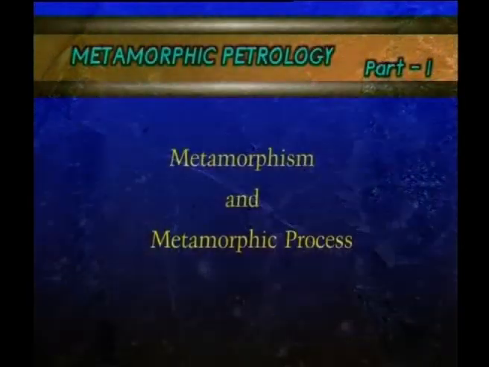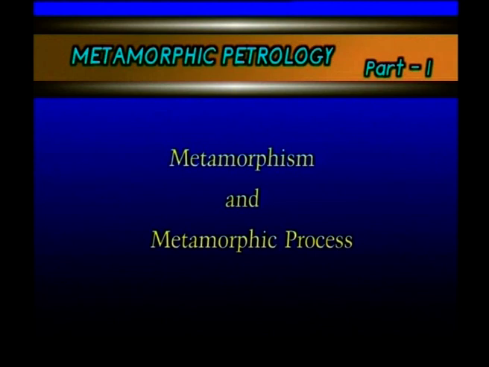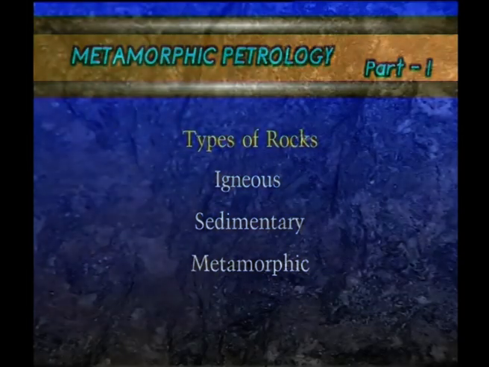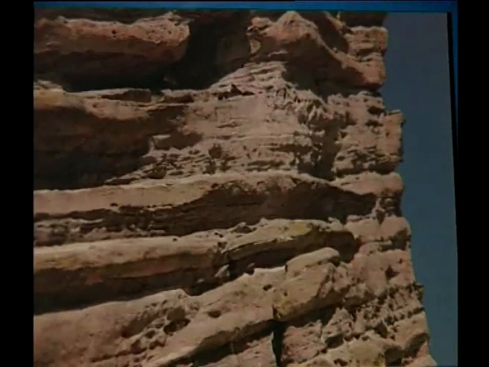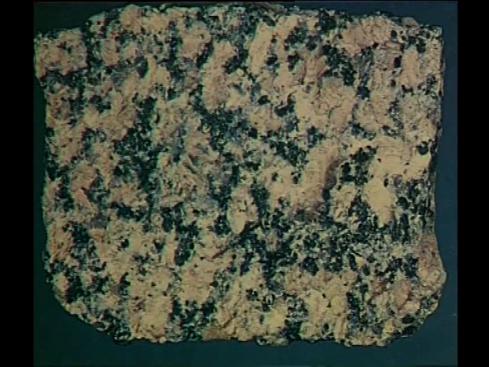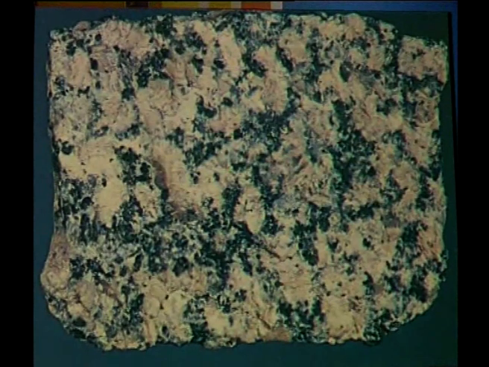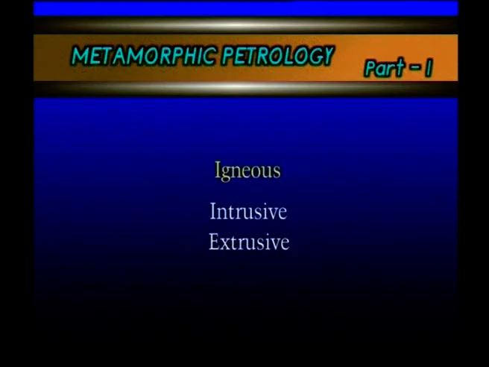Now let us start the metamorphism and metamorphic process. Prior to this, we have to understand what a metamorphic rock is and what the basic differences are between metamorphic, sedimentary, and igneous rocks. Igneous rock is a primary rock and mainly formed by the crystallization of magma. They may be intrusive or extrusive types.